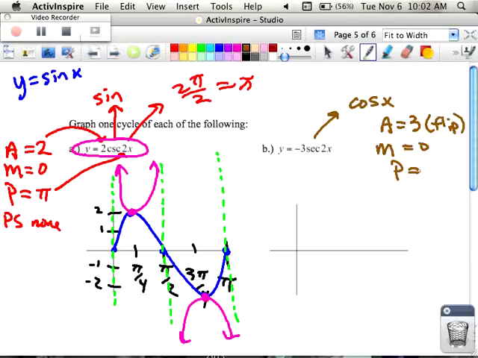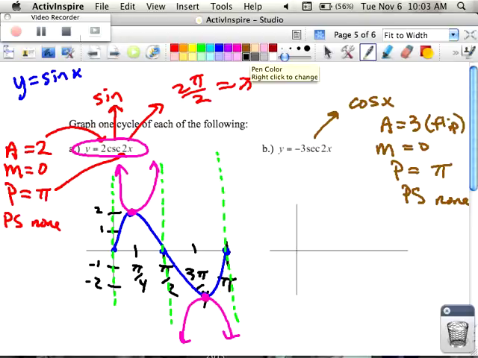Instead of being 2 pi, it's pi. Because I'm going twice as fast, the number in front of the x, that takes me half as long, it's pi. Was there a phase shift? No, there's none. So I have to draw a cosine graph that is an amplitude of 3, period of pi, and has flipped upside down. Stop writing and watch.